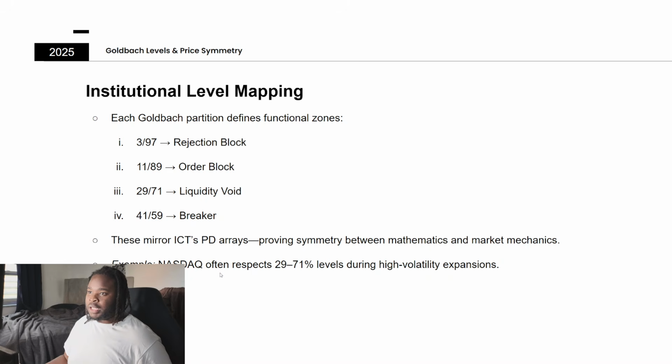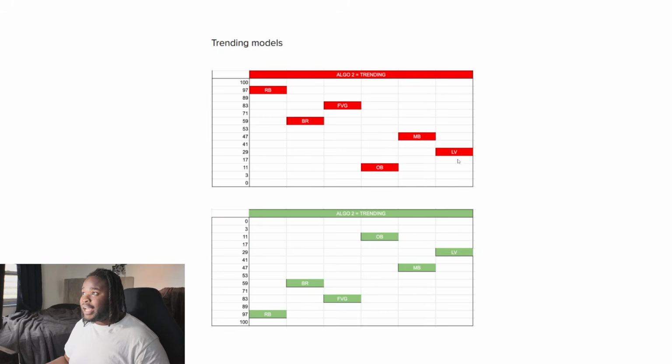Nasdaq often respects the 29 and the 71 levels during high volatility expansions, right? And that's proof that the liquidity void, this 29 and the 71, it respects those levels because it's the end of an algo, which we'll get into, right? It ends the algo here, right? So you'll see huge expansions from these levels, right? Rejecting or supporting price, okay?